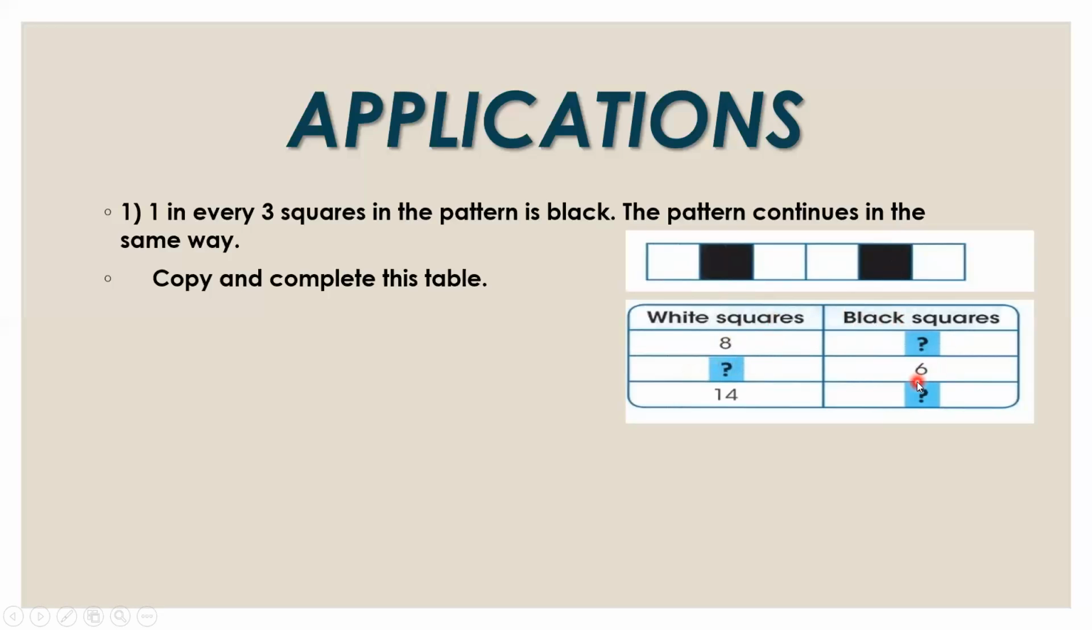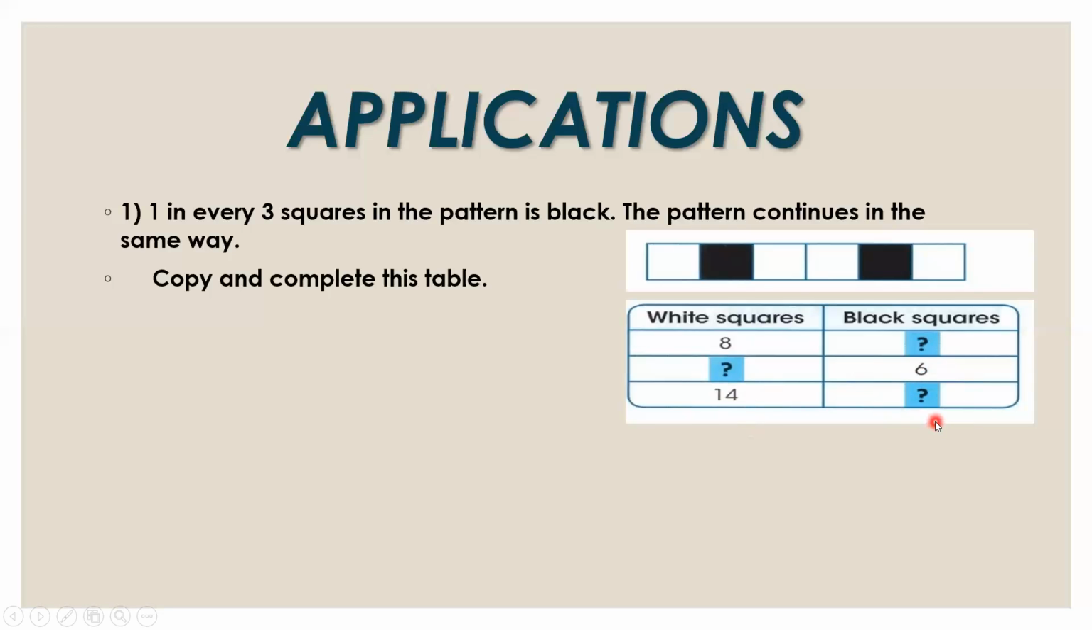In the second area, they have given the black square and we need to find the white square. So black square is 6 and we need to find the number of white squares. Then how will you find the white square? Double of black square, that is double of 6, which is 12. And here they have given you the number of white squares 14, and we need to find the number of black square, which means half of this white square. So half of 14 is 7.